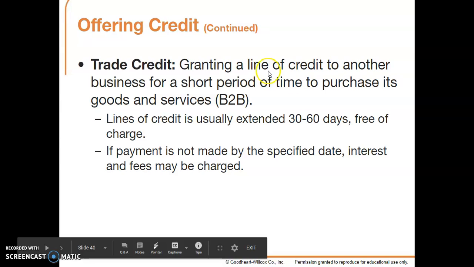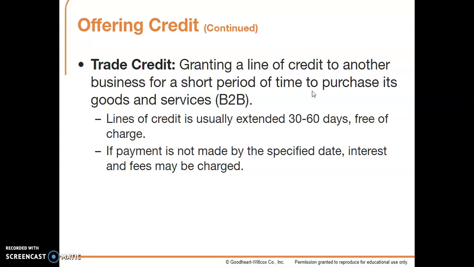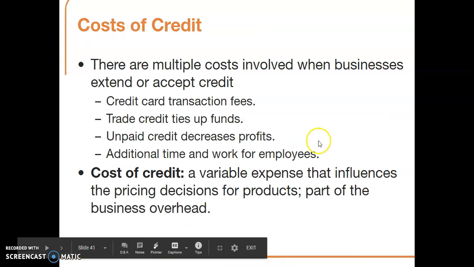A trade credit is granted from a business to another business. That's them basically providing the goods or services to the company, and then giving them an invoice that the business receiving the goods or services can pay at a later date. These lines of credit are usually 30 to 60 days and free of charge. However, if they're not paid back by the specific date, then fees may be charged.